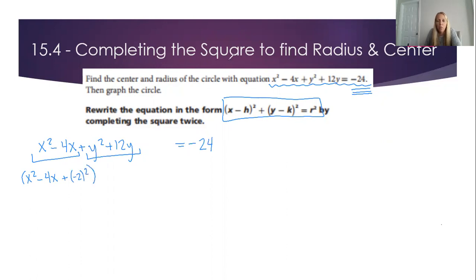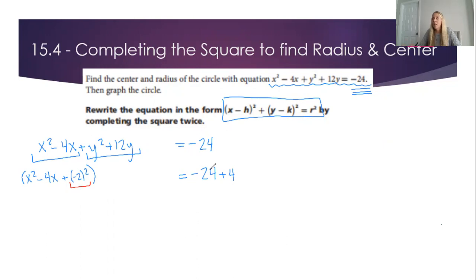So this is what we just put on this side of the equation. Guess what? It's an equation. What we do to one side, we have to do to the other. That's negative 2 squared. Does everyone agree with me? We're adding 4. If we added 4 to this side, we're going to add 4 to this side.